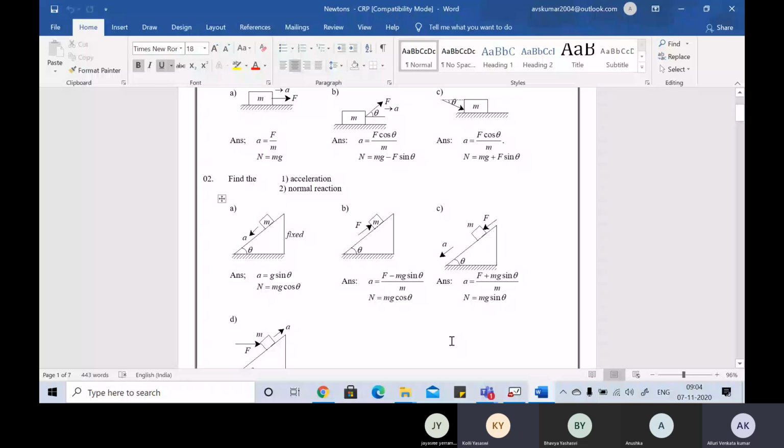Sir, just a small doubt. For the exam, we are having only the written motion in 2 dimensions. Correct. So most of the questions will be from that topic only? Correct, that topic only. Okay, sir.